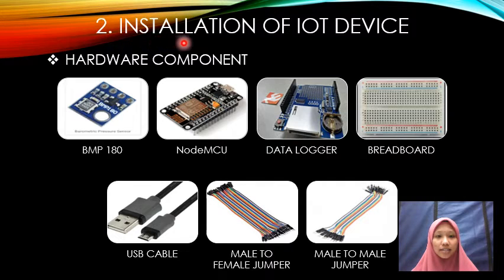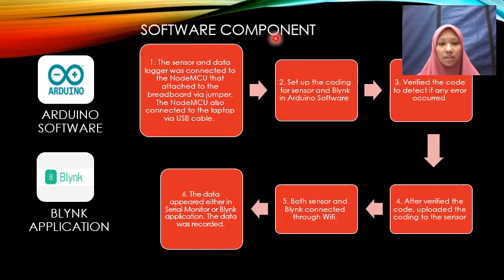The next step is the installation of the IoT device. We have two components in this step: the hardware component and the software component. For the hardware component, we have BMP180, Node MCU, data logger, breadboard, USB cable, male to female jumper, and male to male jumper. Next is the software component. We have two software: the Arduino software and the Blynk application.